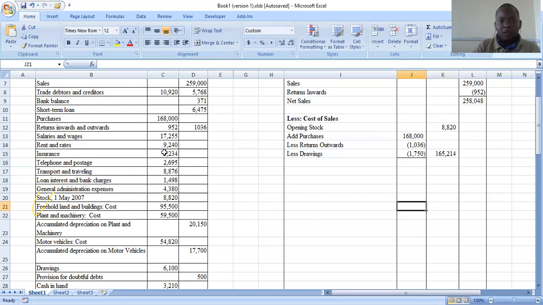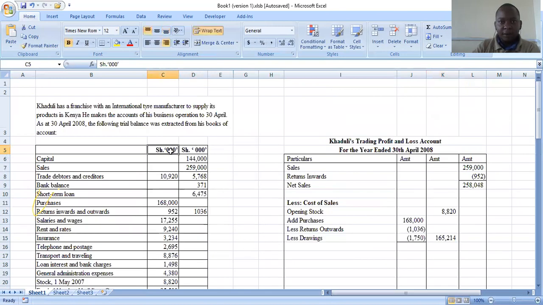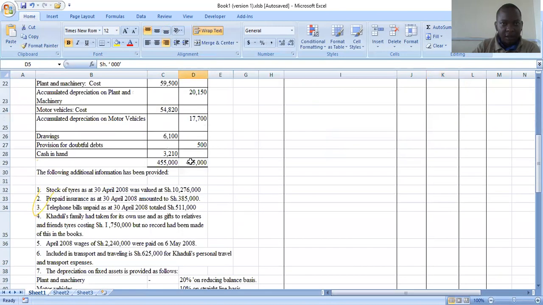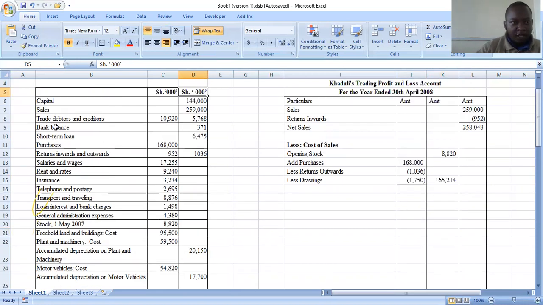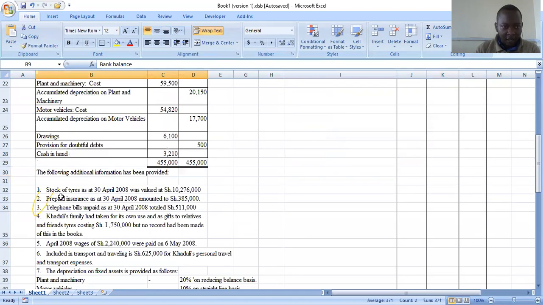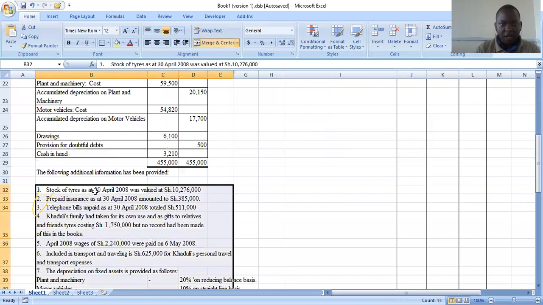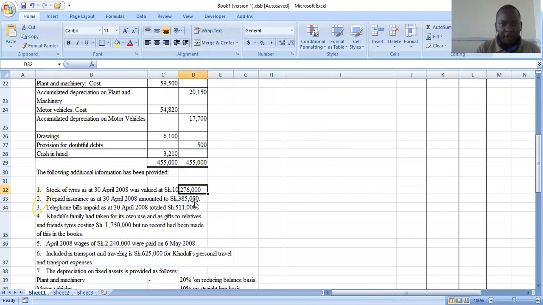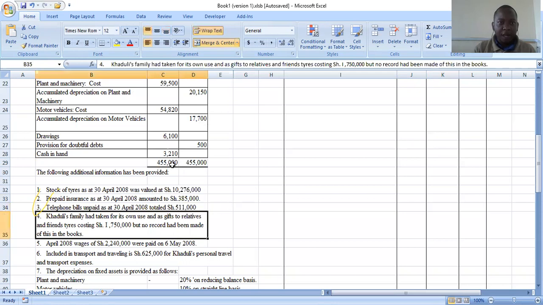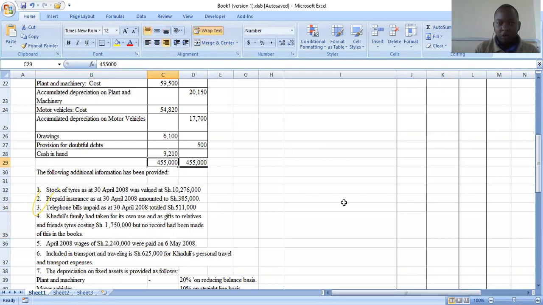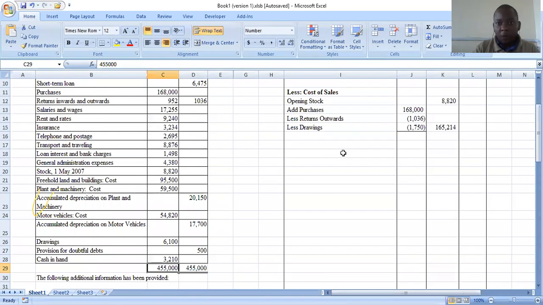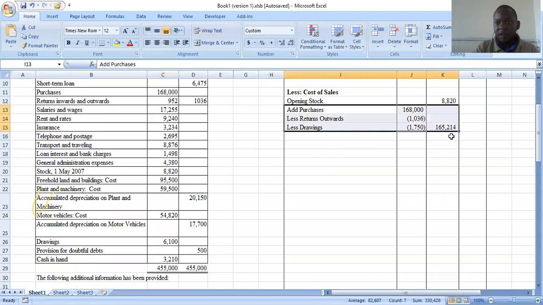Note that the figures are in thousands. For instance, the bank balance 371 is supposed to be 371,000 shillings, and that's what is in the additional information. In the additional information these figures have not been rounded off, they are in full, but in the trial balance the extra three zeros have been put off. So please note that. Now purchases is equal to 165,214.